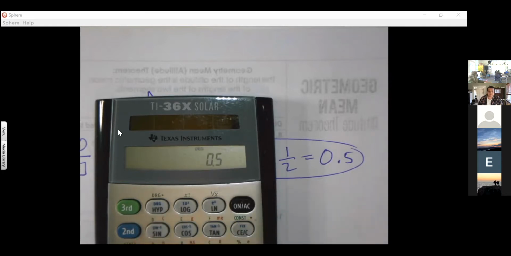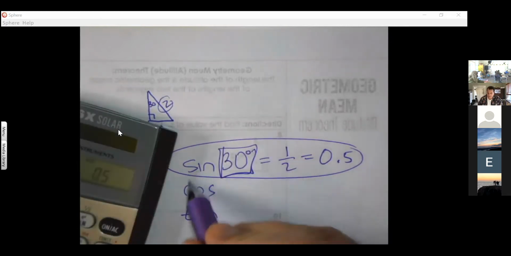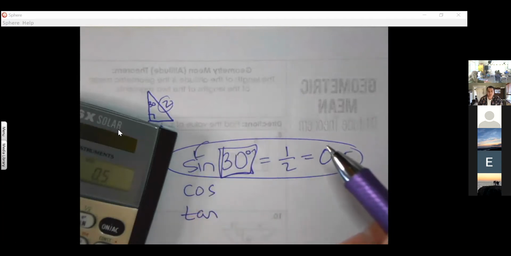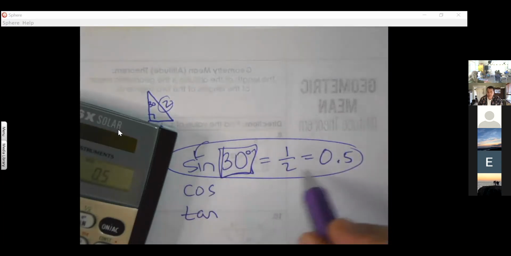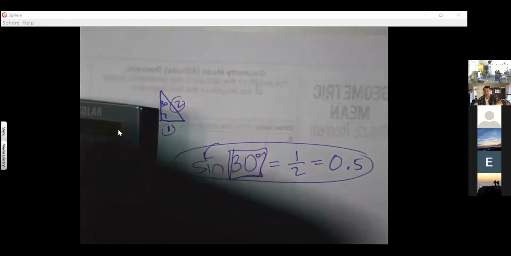And it will calculate for me that it's 0.5. That tells me that I have to enter in the degrees first, and then the symbol, or the trig function, to get my answer. Whereas on an iPhone, it's the same way.